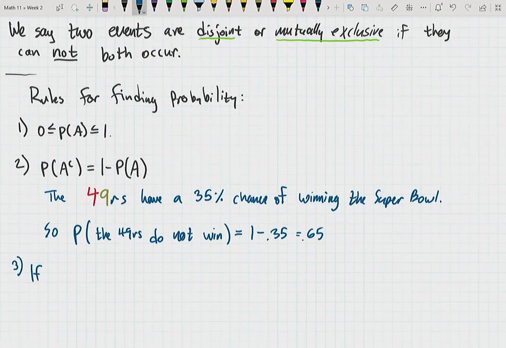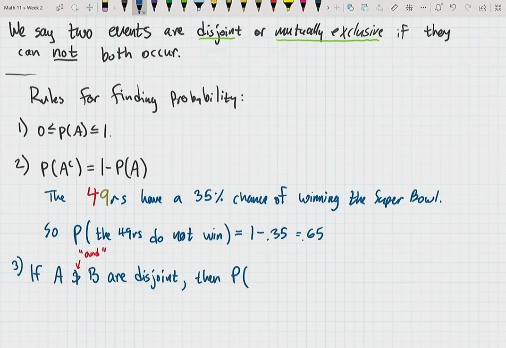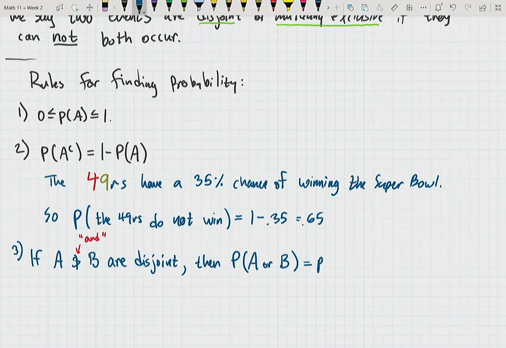Now, if you have two events that are disjoint, then we have the following. Oh, and just in case anyone asks, this ampersand means and. If A and B are disjoint, then the probability that one or the other happens, including the possibility that they both happen, this is the inclusive or, is simply the sum of the two probabilities.